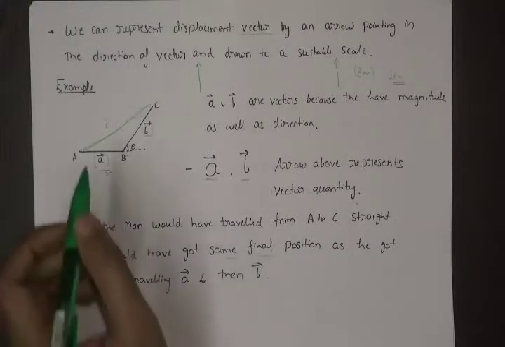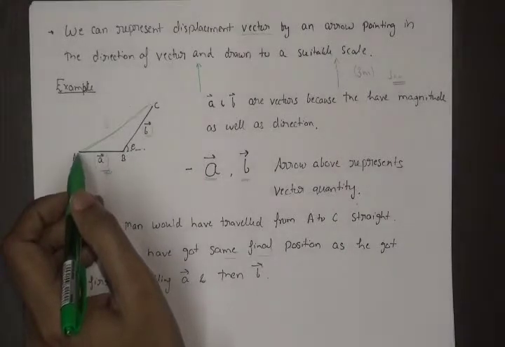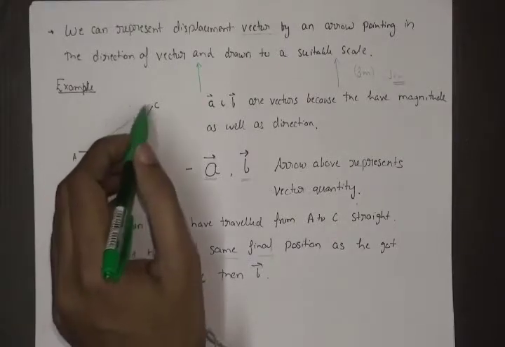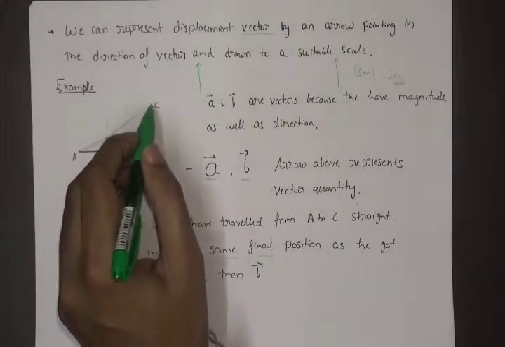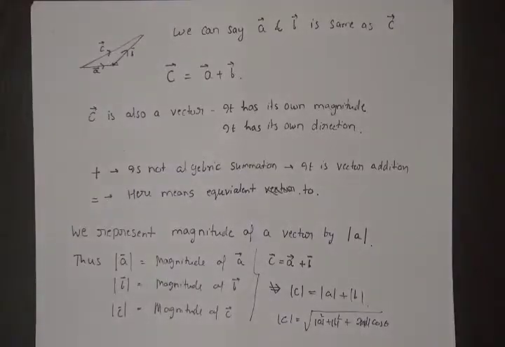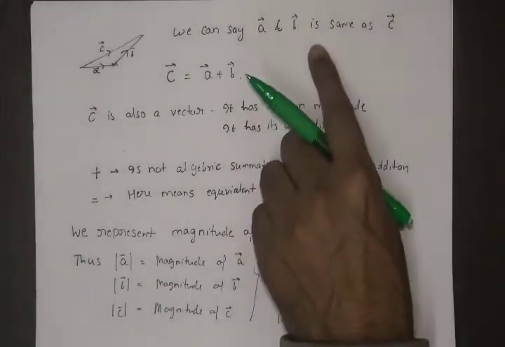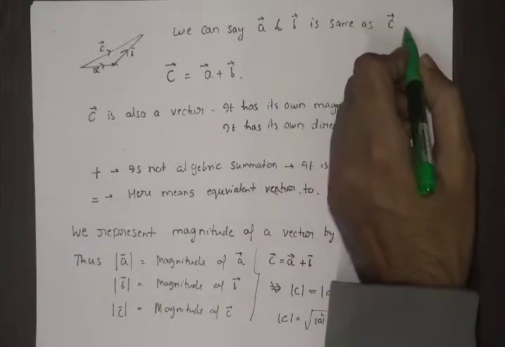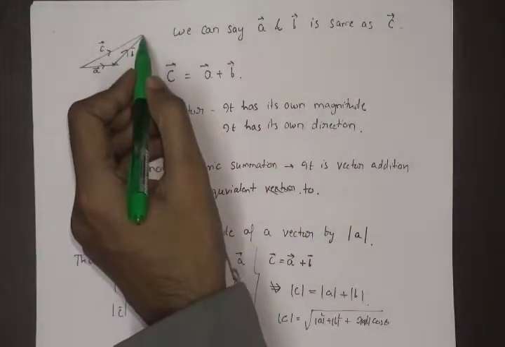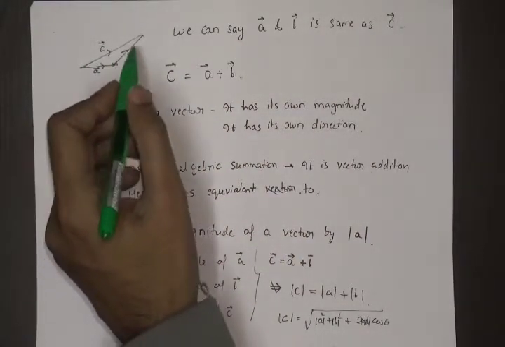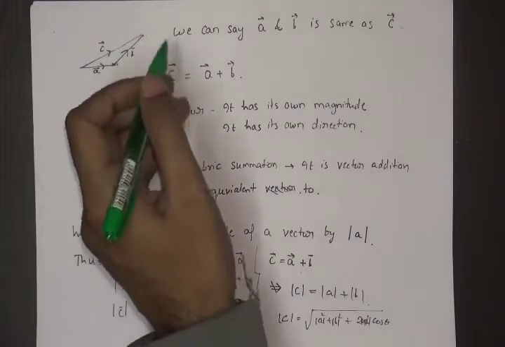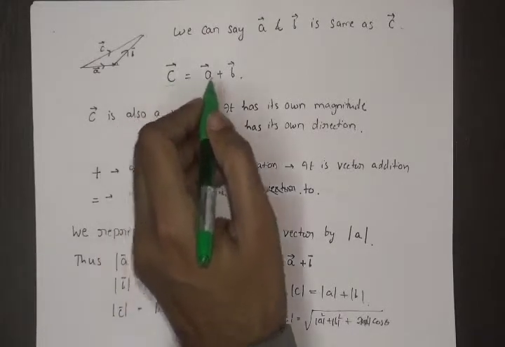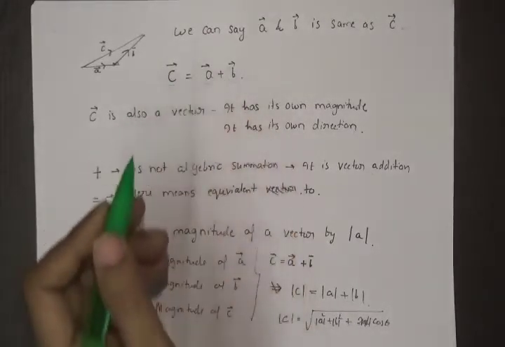It means that instead of traveling along this direction from A to B and then B to C, if he would have traveled straight from A to C, he would have got the same position as he is now. We can say A vector and B vector is same as C vector. Why? Because either if he would have traveled C vector, he would have got to the same position, or if in case he would have traveled A vector and then B vector, he would have got to the same position. In vector notation, I can say C vector is equal to A vector plus B vector.